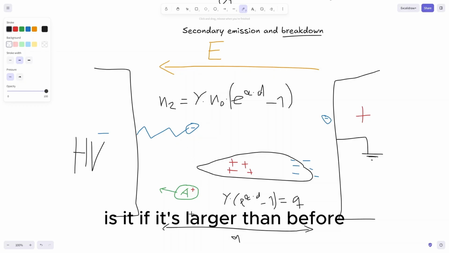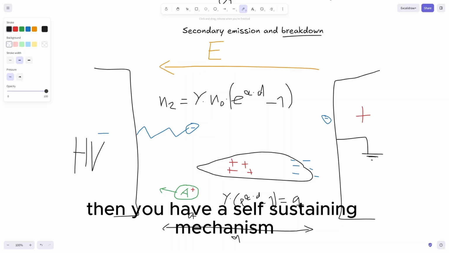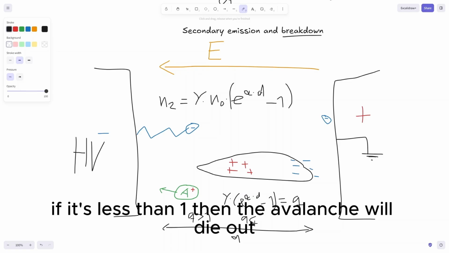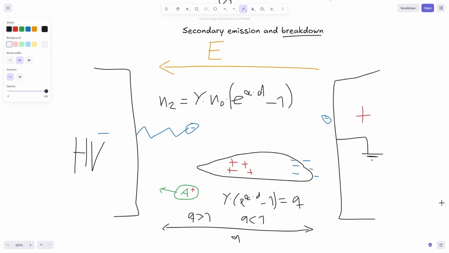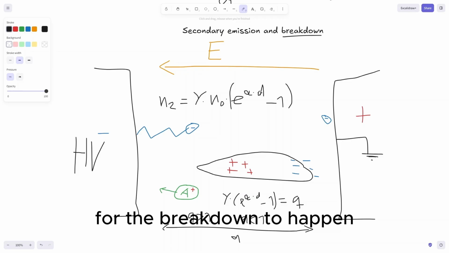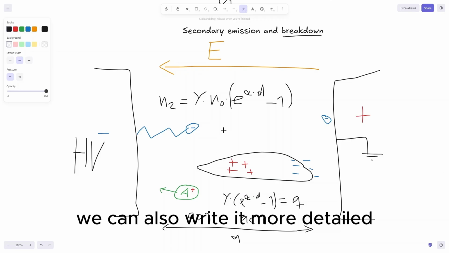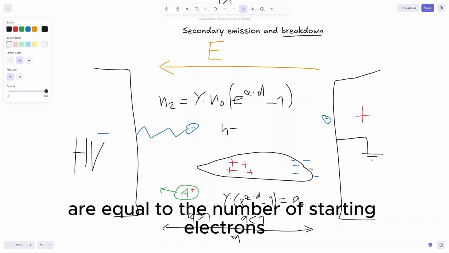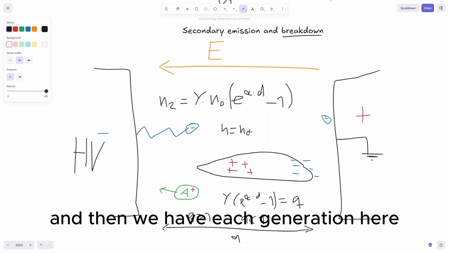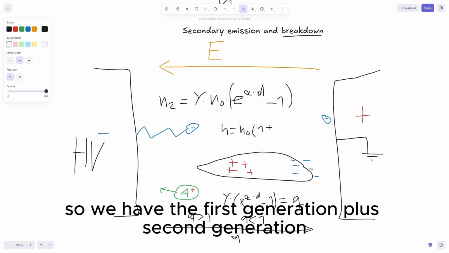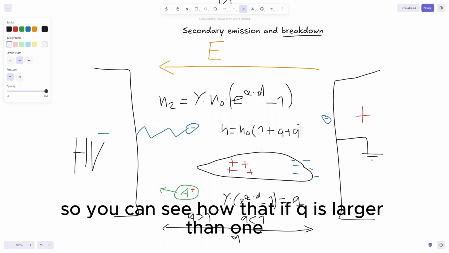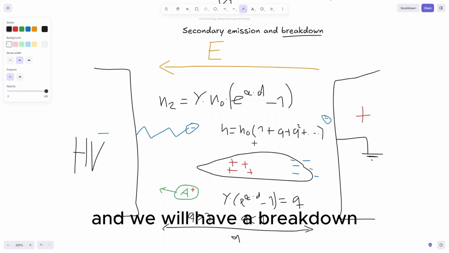If Q is larger than 1, then we have a self-sustaining mechanism. If it's less than 1, then the avalanche will die out. So this is the self-sustaining condition for the breakdown to happen. We can also write it in more detail, because it's the same as describing that the new electrons are equal to the number of starting electrons, and then we have each generation here. So we have the first generation plus the second generation, and so on. So you can see that if Q is larger than 1, it will be self-sustaining, and we will have a breakdown between the two electrodes.